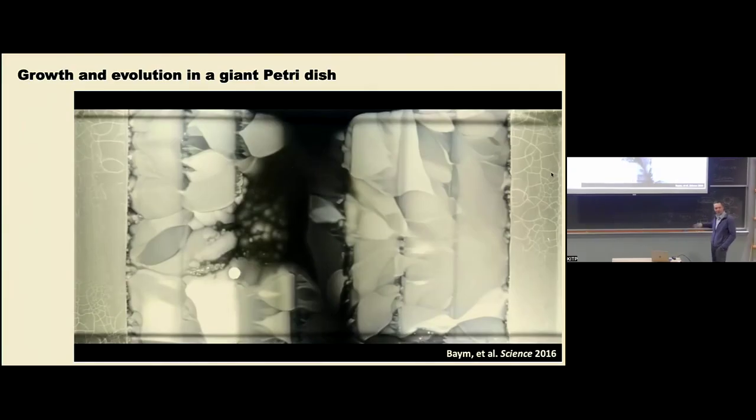Again, this is not what I'm going to talk about. This is just to tell you that microbial colonies, especially the big ones, are very interesting.